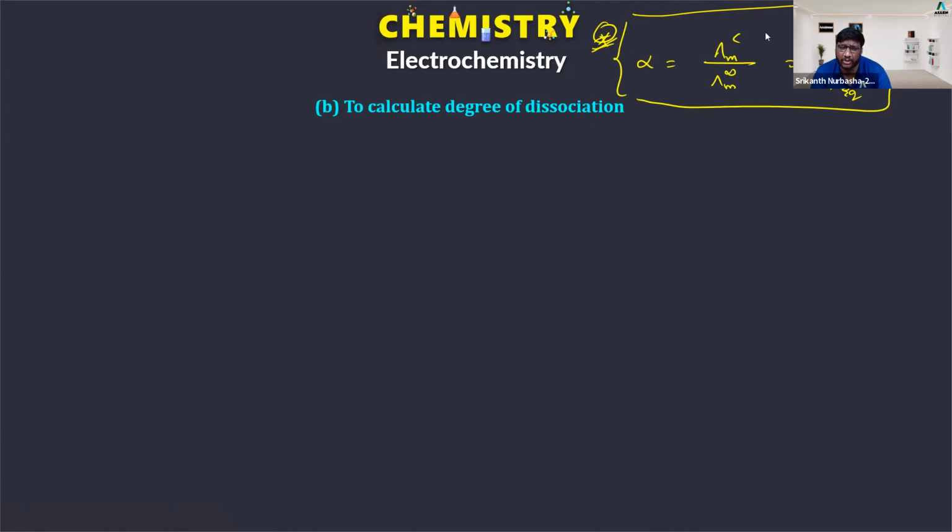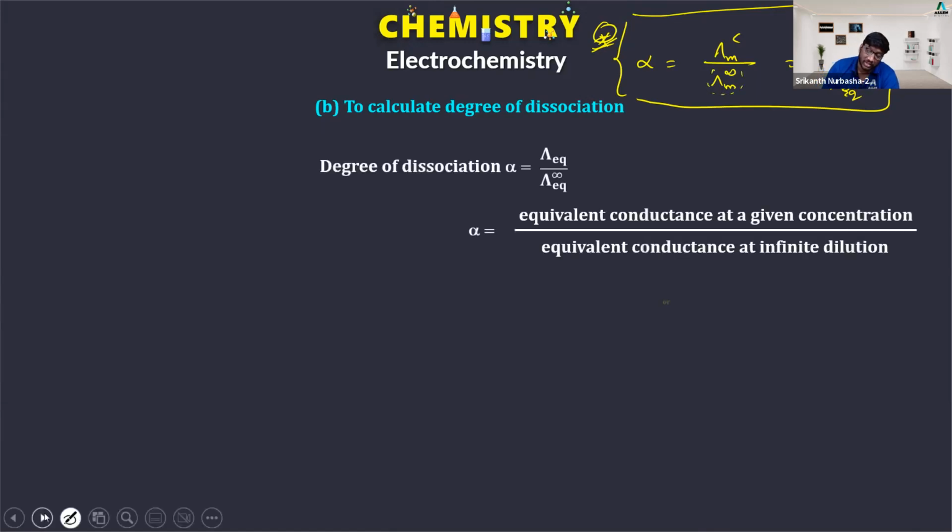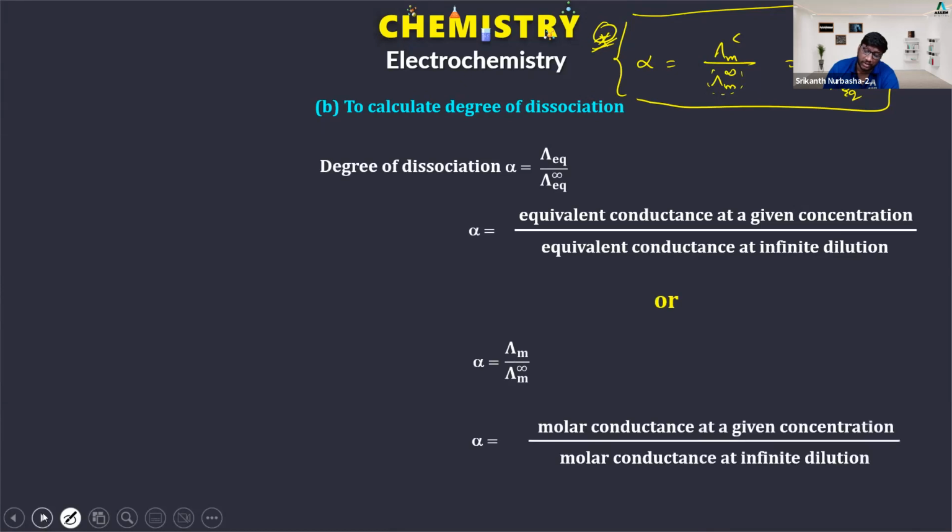You may ask a question, sir, how it is related to Kohlrausch's law? I'm writing this in the application of Kohlrausch's law, but how is it related? We can say that this molar conductance at infinite dilution was actually interpreted using Kohlrausch's law. Yes or no? This was calculated using Kohlrausch's law. So that is how it is also an application of Kohlrausch's law. Degree of dissociation alpha is equal to equivalent conductance at a given concentration divided by equivalent conductance at infinite dilution, or molar conductance at given concentration by molar conductance at infinite dilution. These are the respective formulae.